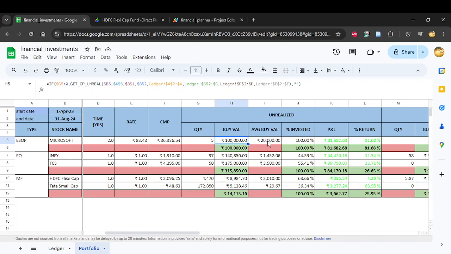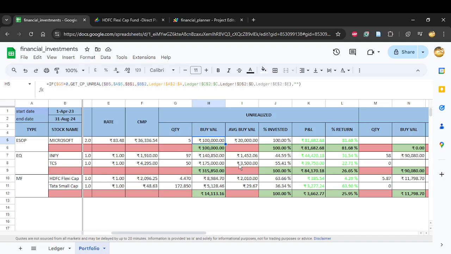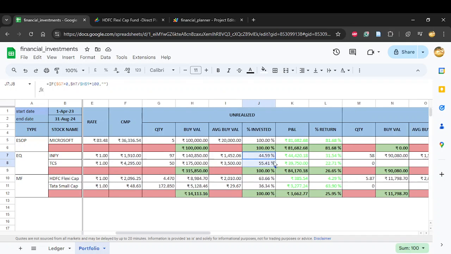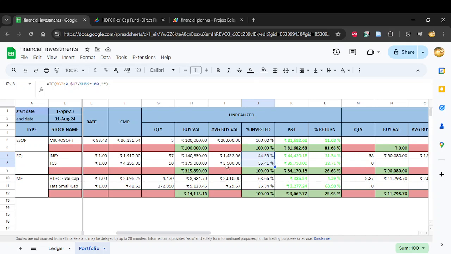Next, you have the column for the average buy value. It is simply the average price of all the 5 quantities that we have, and similarly for the other tickers also. Next, we have a column for the percentage investment. This is sometimes helpful to understand the distribution of your assets. Let's say I have invested a total of 3,15,850 rupees into equity stocks. How is this money distributed across the different stocks individually? This is giving that distribution.